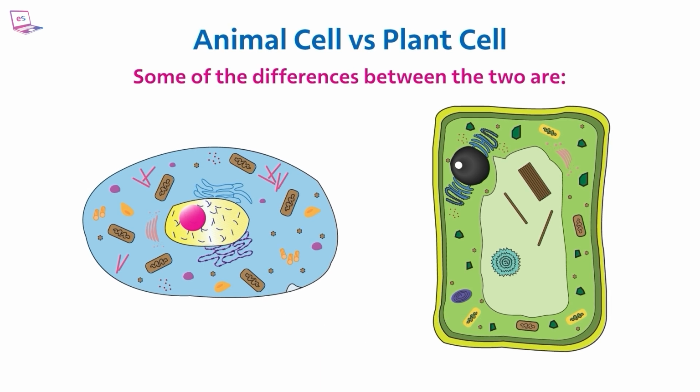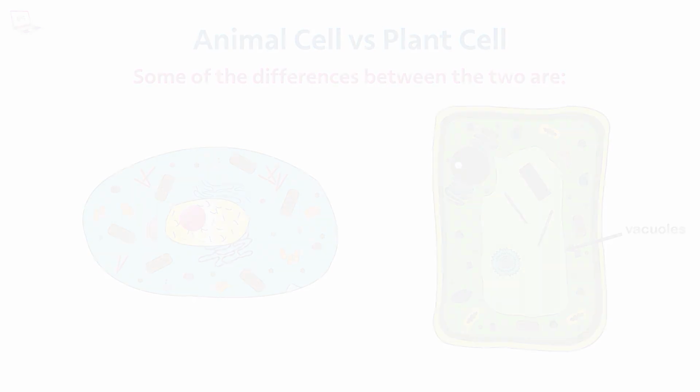Some of the differences between the two are: only plants have chloroplasts, cell walls, and the large central vacuole. The rigid outer structure is called the cell wall. The chlorophyll-rich structure, which is like a disc or oval shape, is called chloroplast. The large central vacuole is used to store food and water.